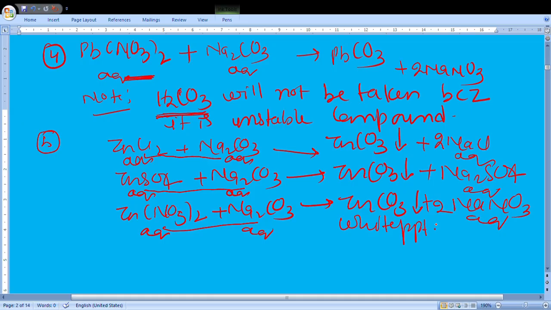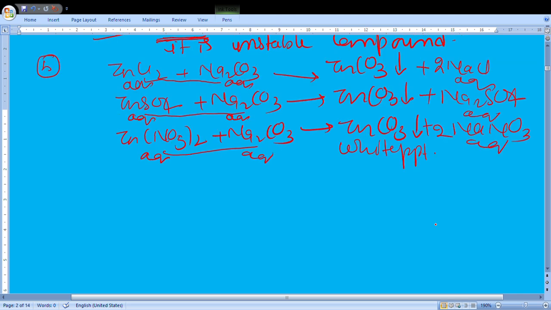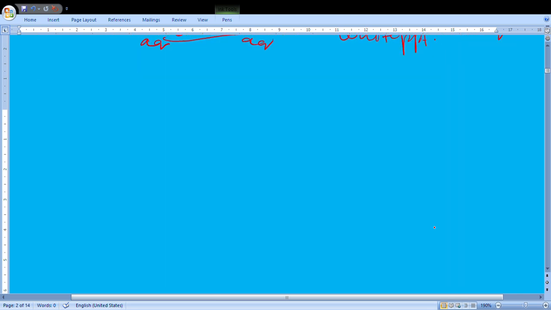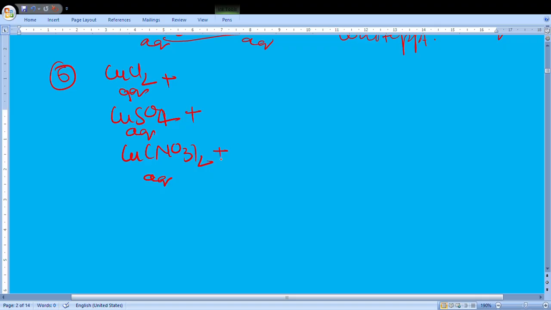Now moving forward, we are going to prepare CuCO3 from CuCl2, CuCO3 from CuSO4, CuCO3 from Cu(NO3)2. The reactants should also be soluble, because for the reaction to take place, one of the compounds or both should be water soluble.